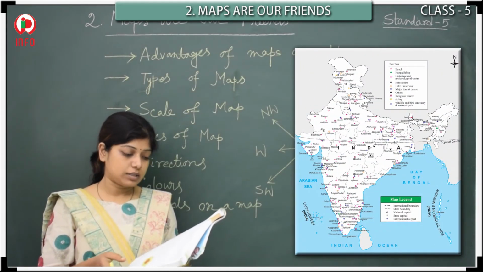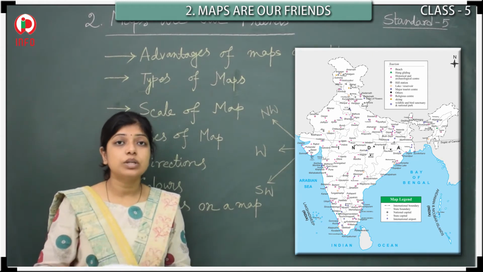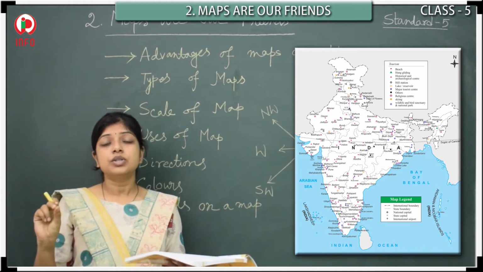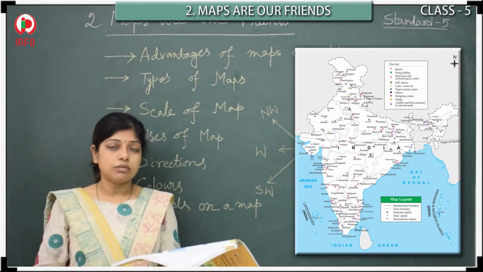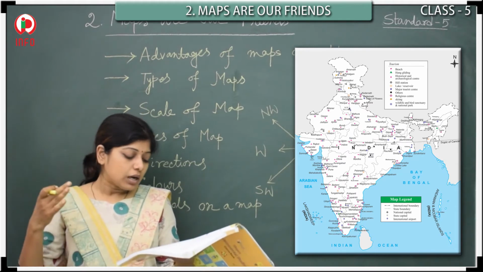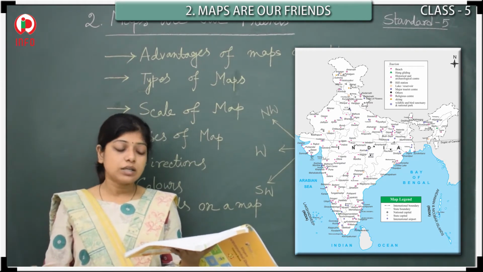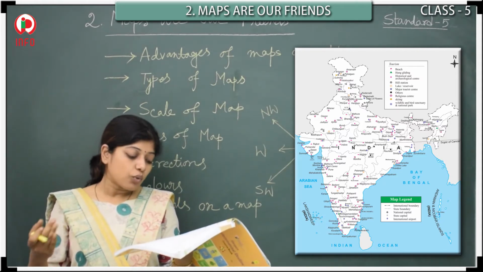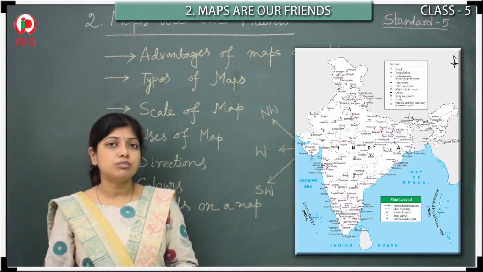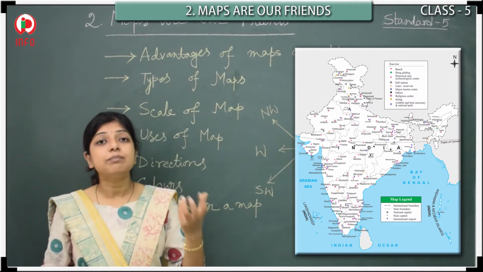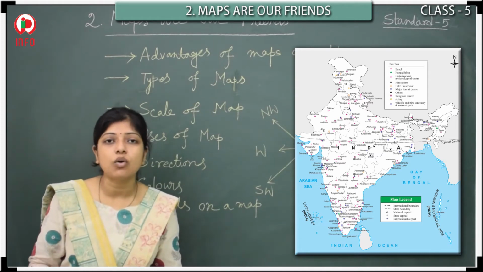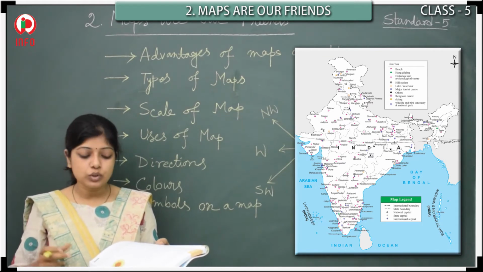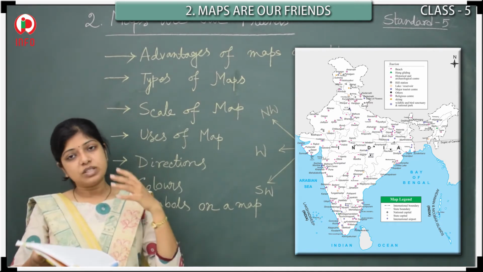Next, the colors. I have already told you which colors are used for the location of which things. So let's summarize it again. Different cartographers utilize color on a map to represent certain features. So who are the cartographers? Cartographers means those who are producing or representing the maps. They are called cartographers. They use different colors in the map to represent the different features.